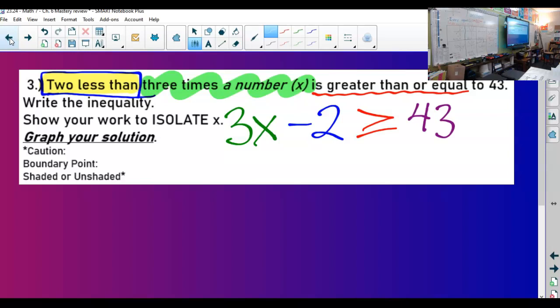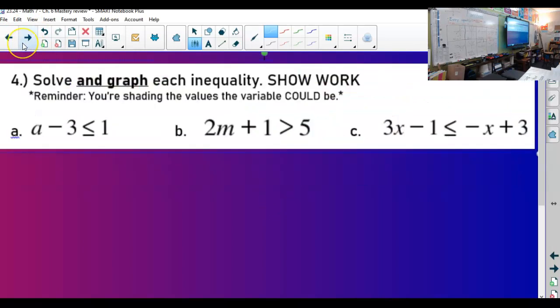We got to isolate x. A lot of us did not do the work to isolate x. Once we get x isolated, then we'll graph it, which is what we're doing on this problem too.